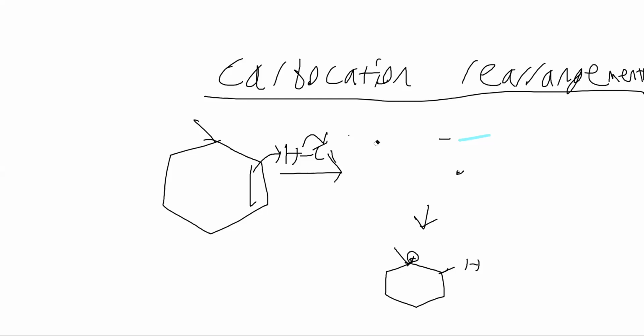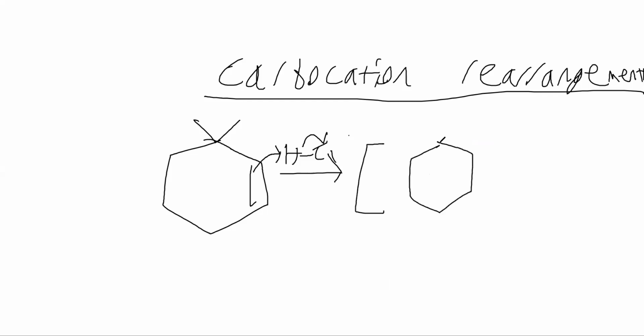So similarly, if we had this, we're going to get the same intermediate with that positive charge here. But now there's no hydrogen on this top position, so the whole methyl group has to shift, and that's called a methyl shift.